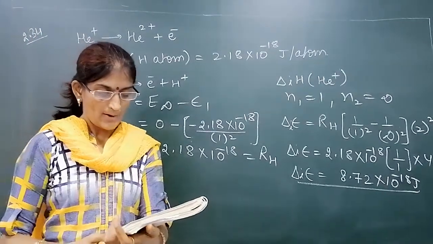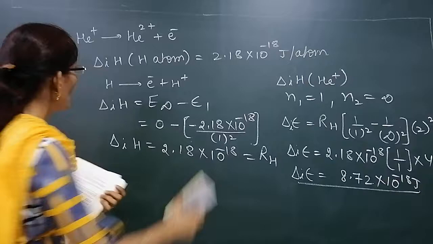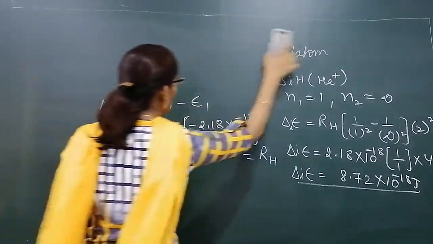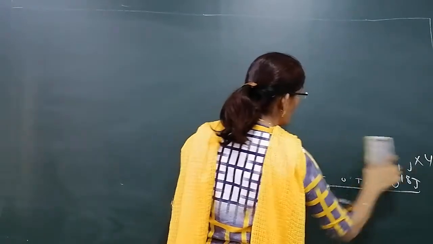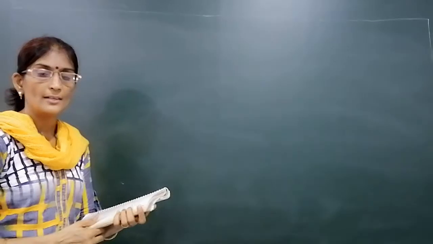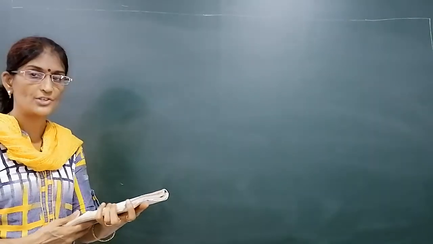Okay. Now next question is, ionization energy means the energy required to remove the electron from the orbit to infinite. That is called ionization energy.